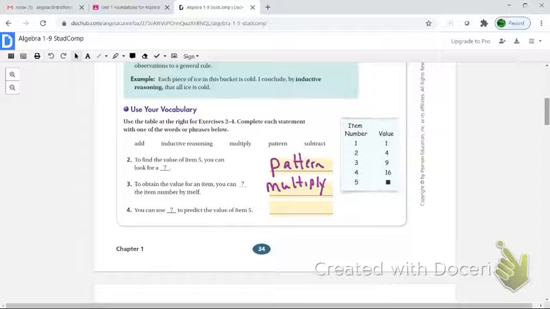So you can use inductive reasoning because this has worked for every other number in the table. We're going to use it for item number 5. Okay, so if we do 5 times 5, or 5 to the second, we're going to get 25. So that would be our prediction for the value of item number 5. And 4 to the second, 16, 3 to the second, 9, 2 to the second, 4, and 1 to the second, of course, is 1.